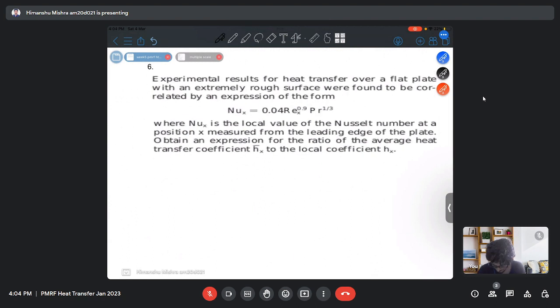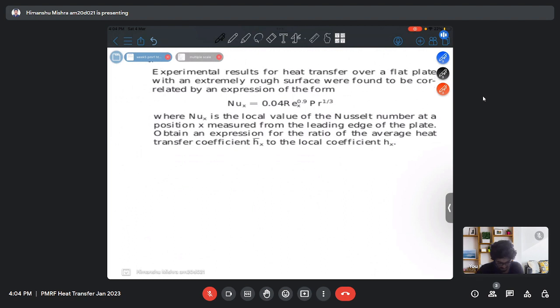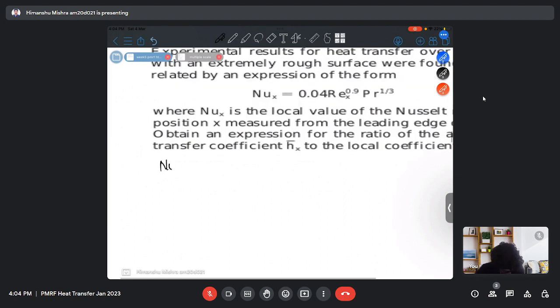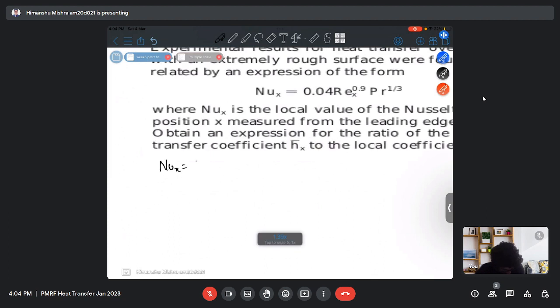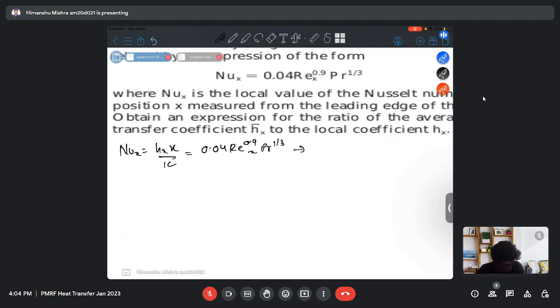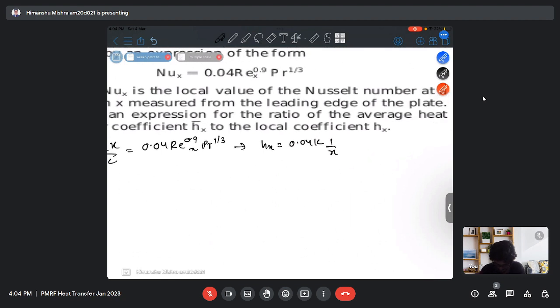So we can write down the Nusselt number as Nu_x = 0.04 Re_x^0.9 Pr^(1/3), and I can then define h_x as 0.04 k (1/x) Reynolds number^0.9 and Prandtl number^(1/3).